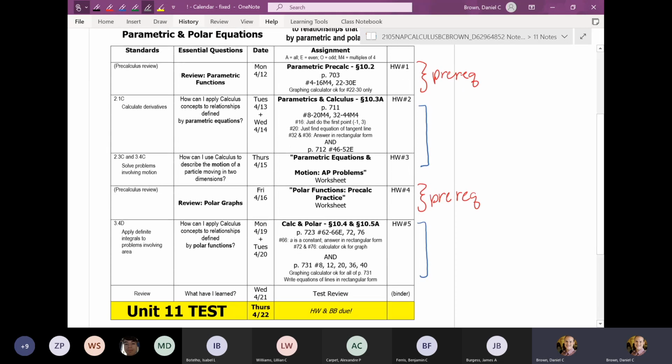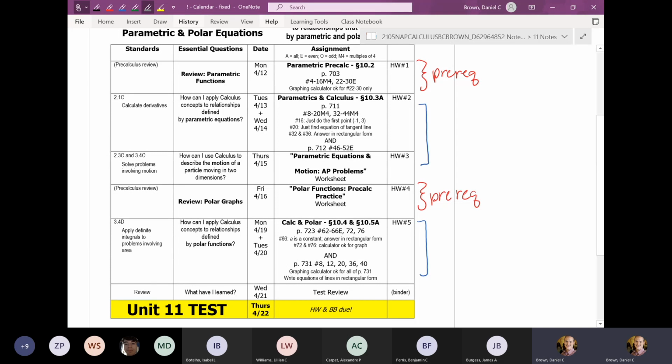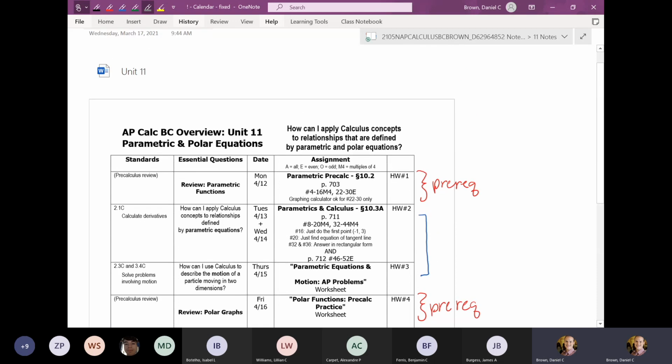Do notice this unit, there is no quiz. There's just going to be a test. So we will just have one assessment for the entire unit. Even though it is a short unit, these topics are going to end up being between 17 and 18% of the BC exam that you have, which is a pretty high percent.